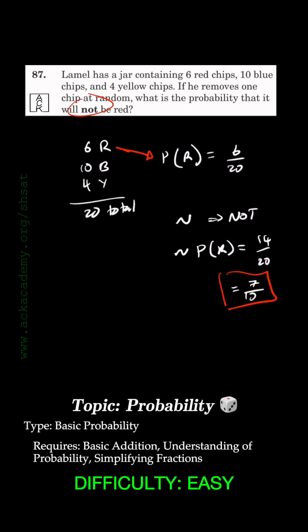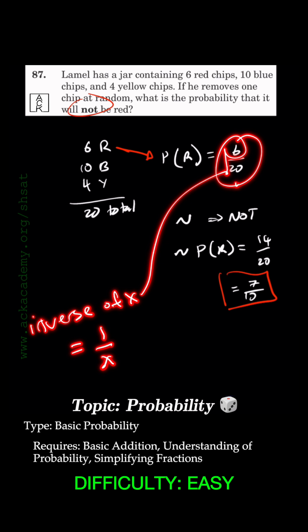So when I was explaining this video, I realized I used the term inverse. It's not the right word. When you inverse something, you're taking it over 1 over some x. So the inverse of x is actually 1 over x. So if I took the inverse of this, that would mean 1 over 6 over 20. That's not what we're doing.